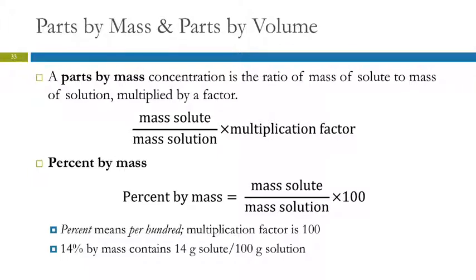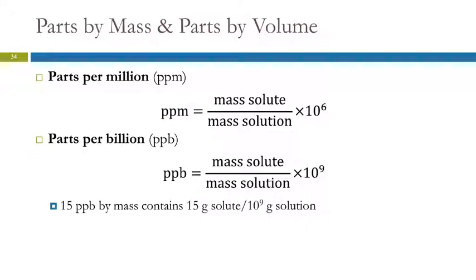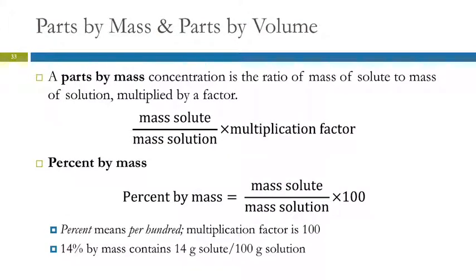For example, normal saline is 0.9% by mass sodium chloride. To make a solution like that, you don't have to do a lot of calculating. You weigh out 0.9 grams of sodium chloride, and then you add water until the whole solution weighs 100 grams. And you've got your 0.9%.